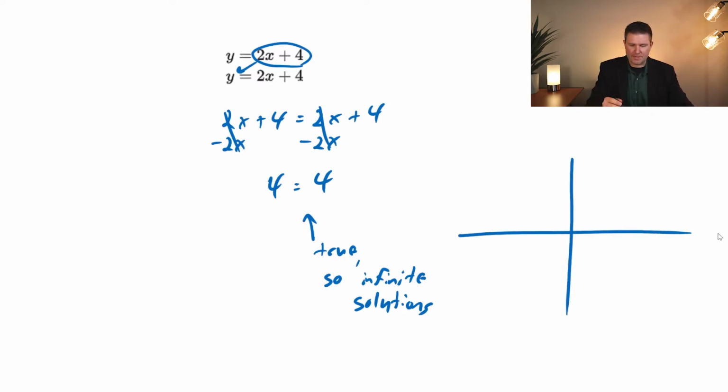So the reason this is happening is, in case you didn't notice, these two are the same line. So if you graphed them, they would look like this, one on top of the other. So there's an infinite number of intersection points, and each of those intersection points is a solution, so infinite solutions.